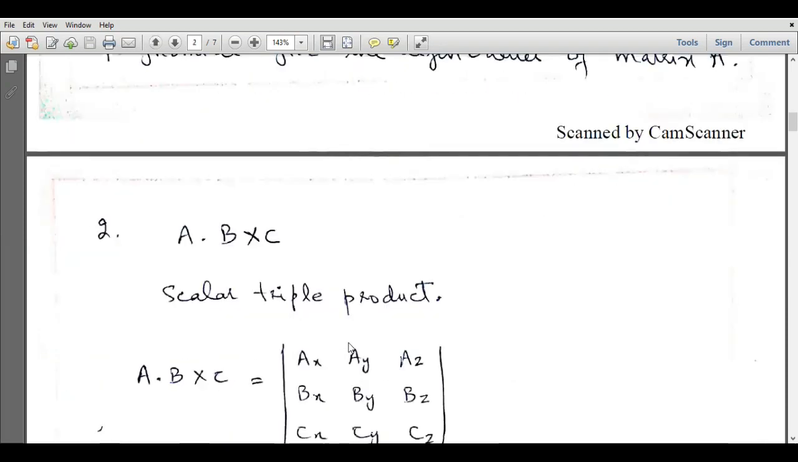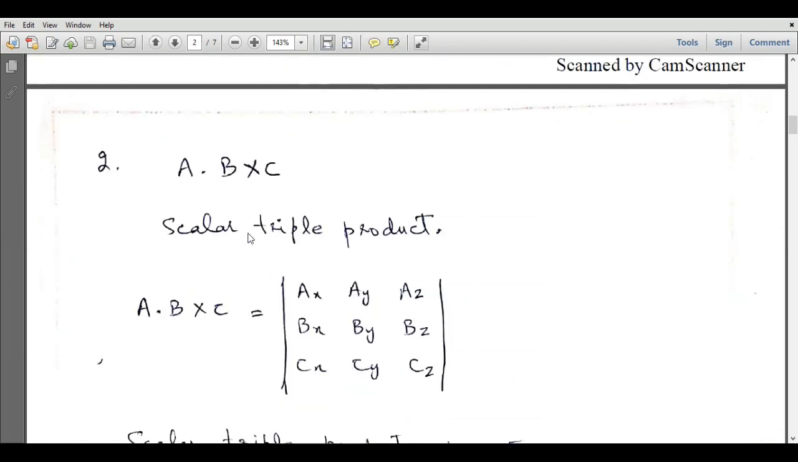of the matrix. Second application of the determinant is the scalar triple product. So whenever we are evaluating scalar triple product, which is A dot B cross C, there are three vectors. B and C will be evaluated by the cross product, and the result will be evaluated as a dot product with the vector A. So this scalar triple product can be found out by taking the determinant of this matrix, and this matrix contains the components of A in the first row, components of B in the second row, and components of C in the third row. And this will give us the scalar triple product.